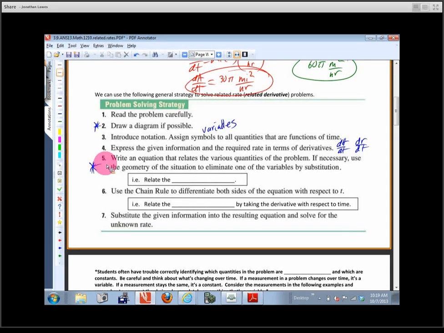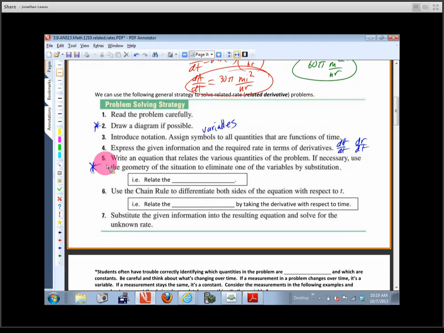Step number 5 says, write an equation that relates the various quantities of the problem. Whether those quantities are variables or constants, we want to come up with an equation that relates those quantities. If necessary, use geometry. Like we talked about up above in the starter question, some of those formulas are going to come in handy. Use the geometry of the situation to eliminate one of the variables by substitution. And that may or may not be important. We're going to do that at some point.